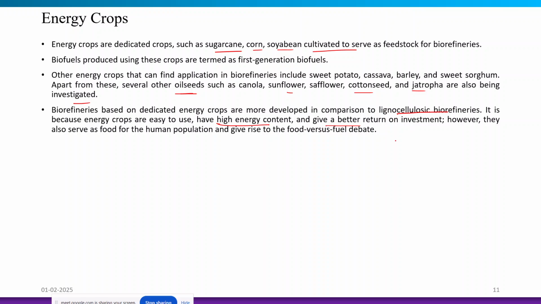However, they also serve as food for the human population and also give rise to the food versus fuel debate. So these are very compatible energy crops. Those can also sustain in the market. They give input into the economic value, as well as maintain the food chain for the human population.